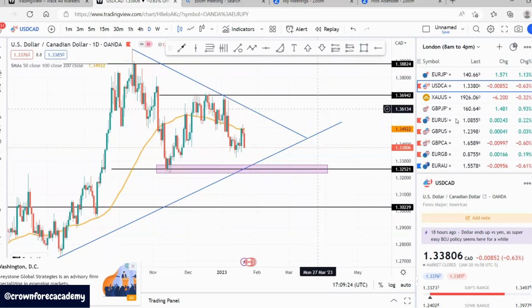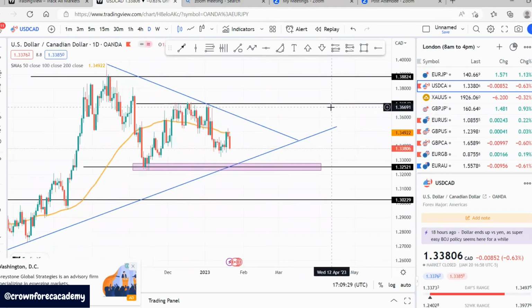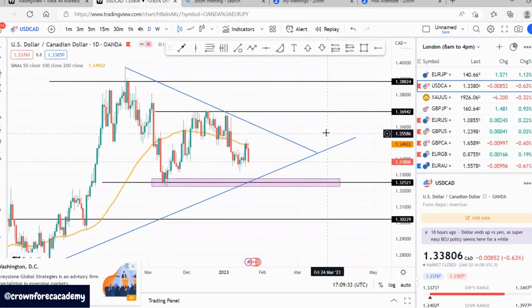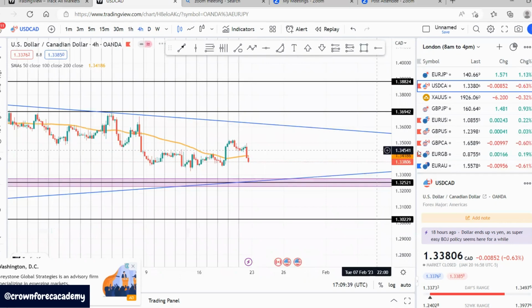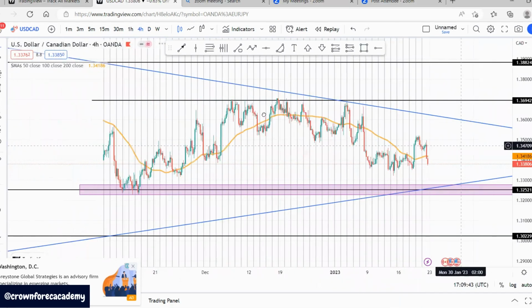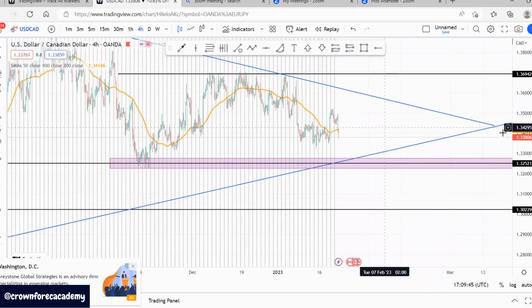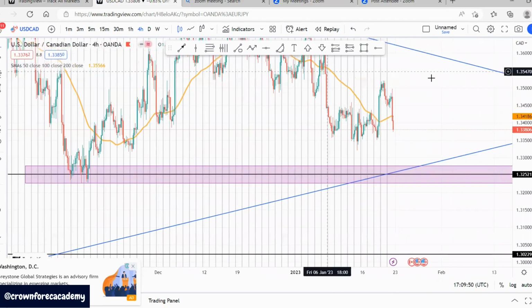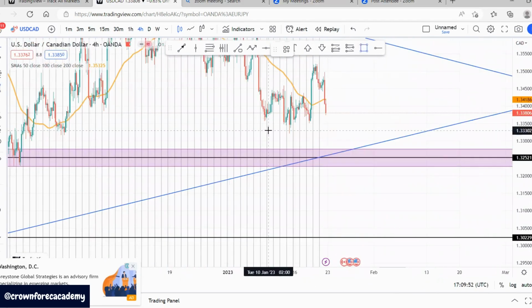As you guys know, I'm a patient trader. I trade when I see all my confirmations. If I don't see confirmation, I don't take the trade. That's how patient traders take their trades. So let's go to the 4 hours, right? Let me close this. Let's see what's happening on the 4 hours time frame.